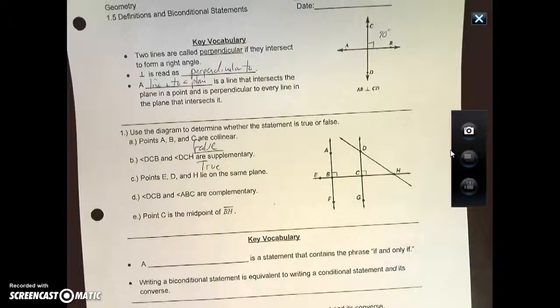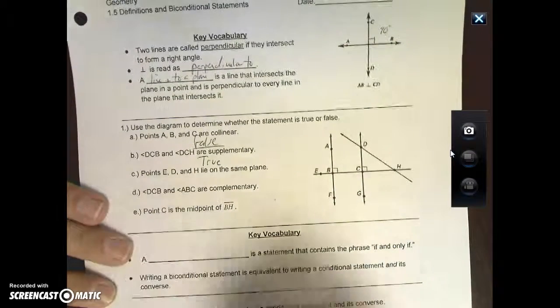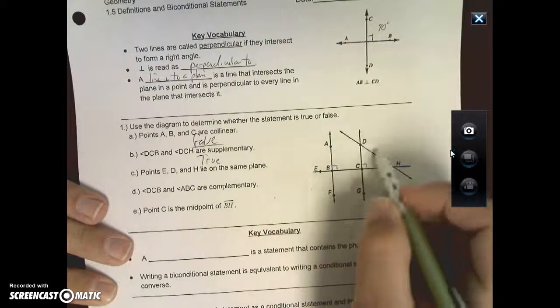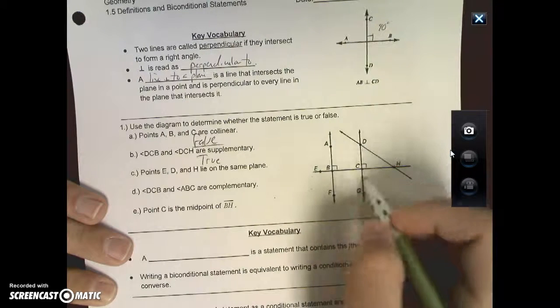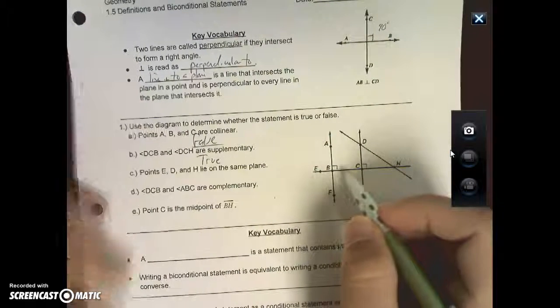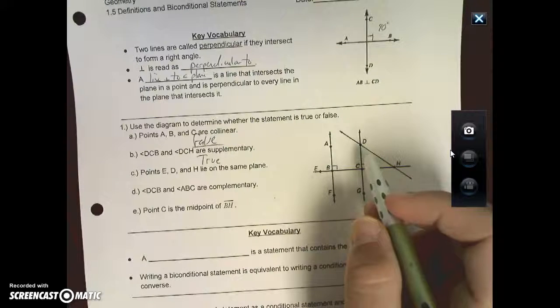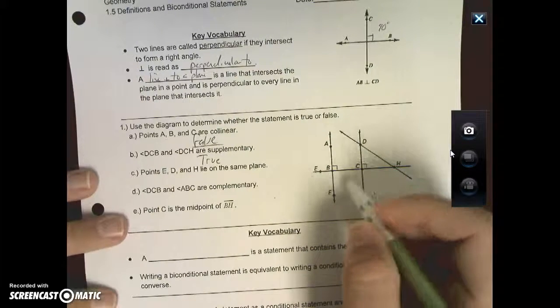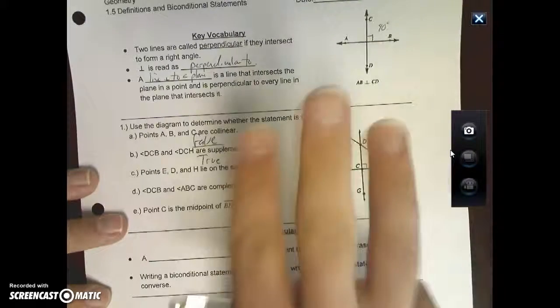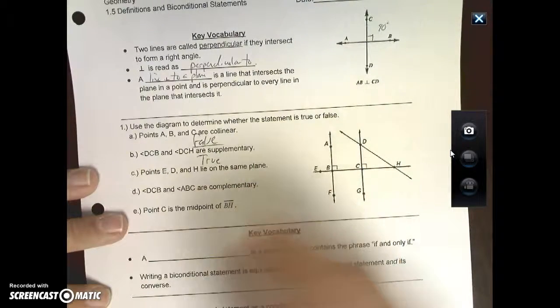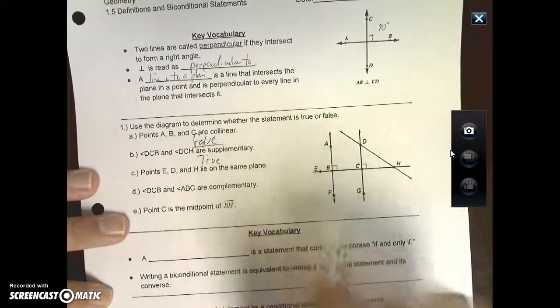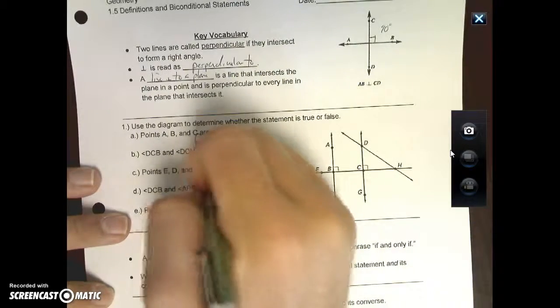Points E, D, and H lie in the same plane. Now this is kind of a little bit out there, but E, D, C, alright, it's just 3 points. There was a postulate we learned, I think, in the previous set of notes. Any 3 points you have in the entire existence of the world are coplanar. They're all on the same plane. Any 3 points. The moment you have more than 3 points is when you start to have non-coplanar. Okay? So this would be true.